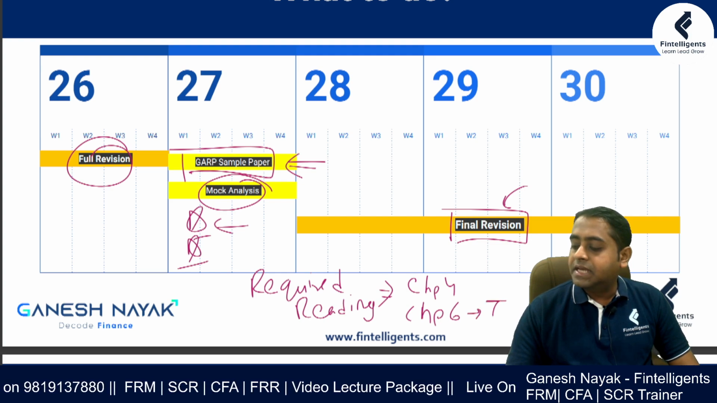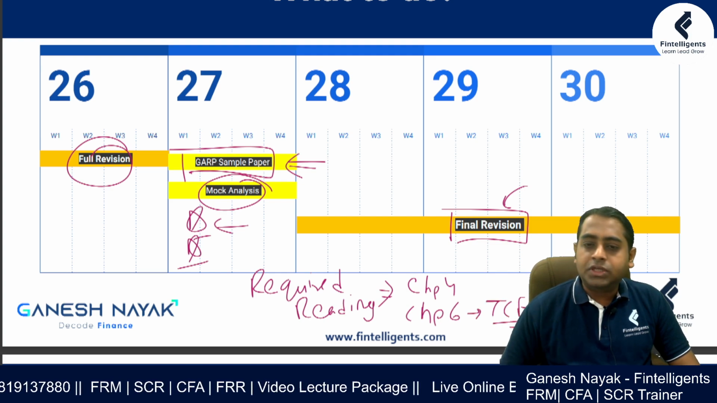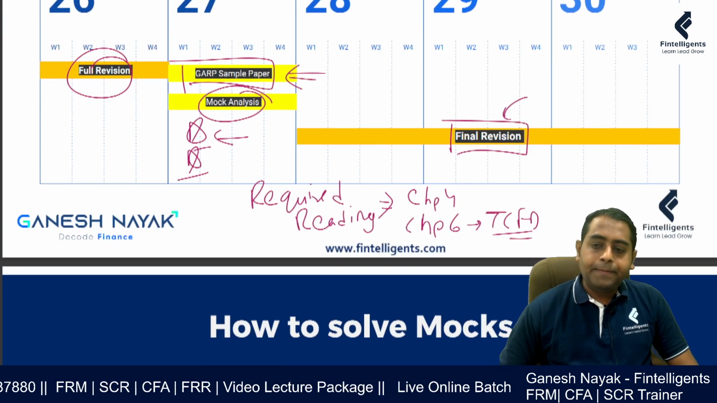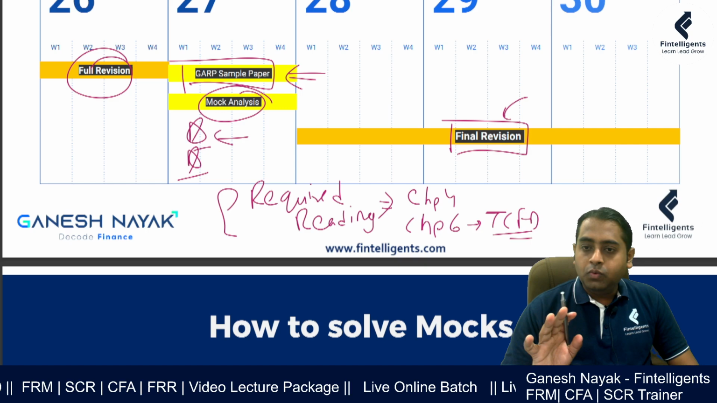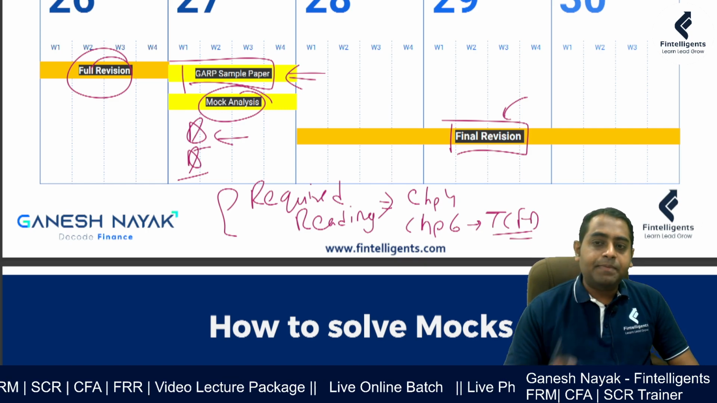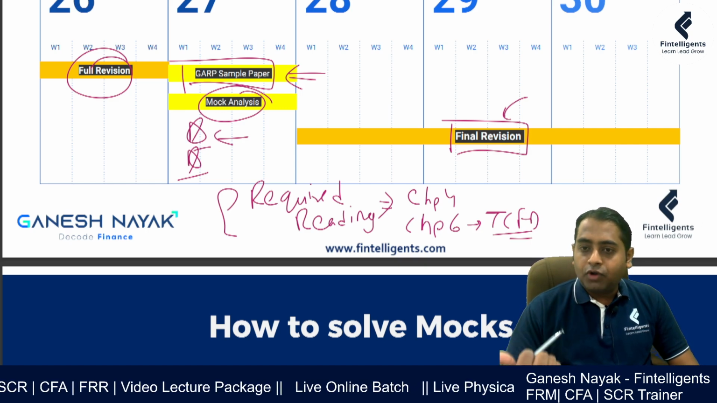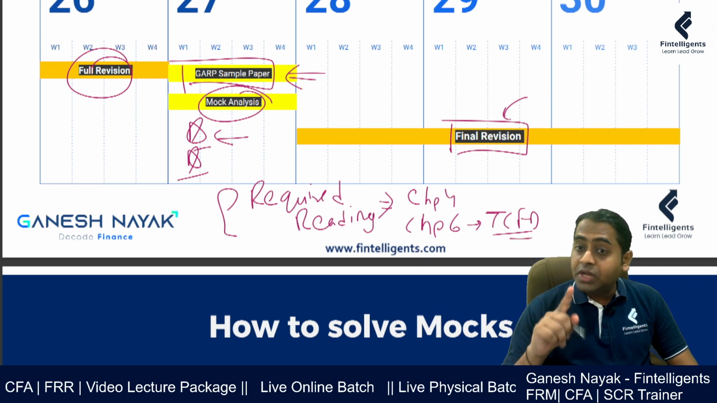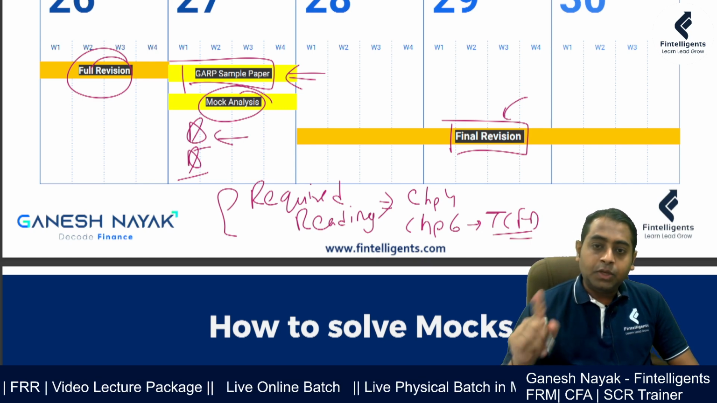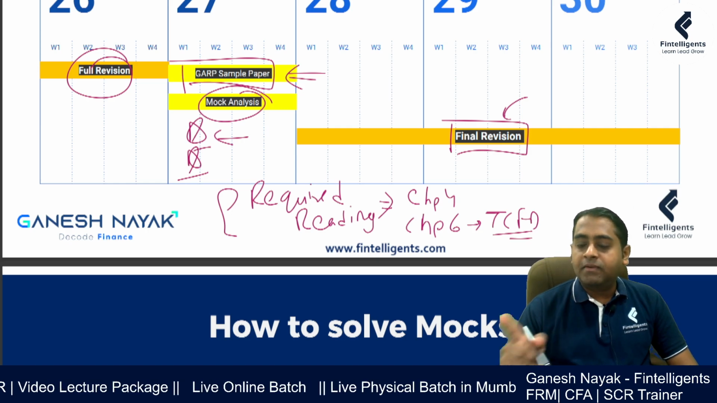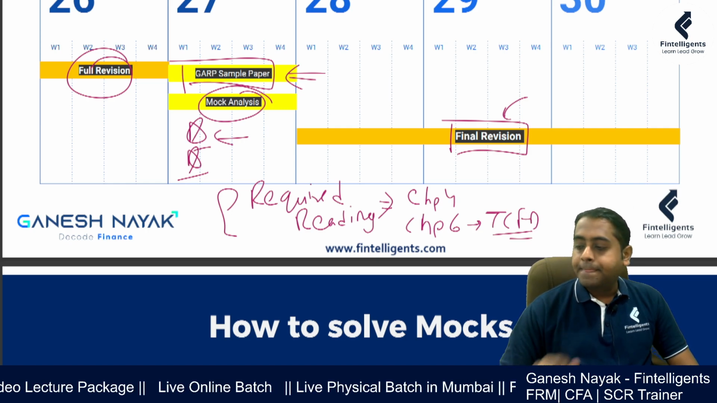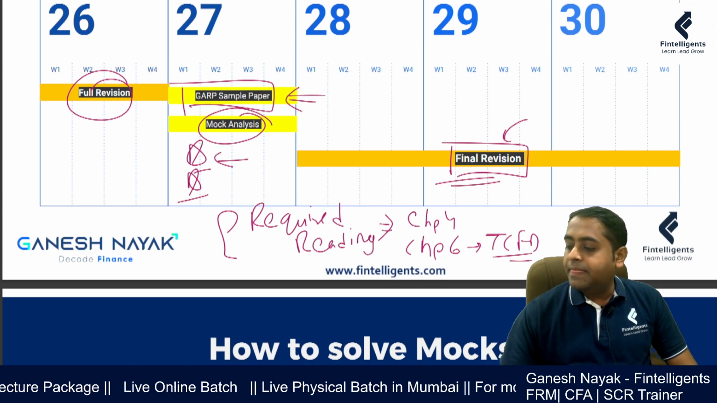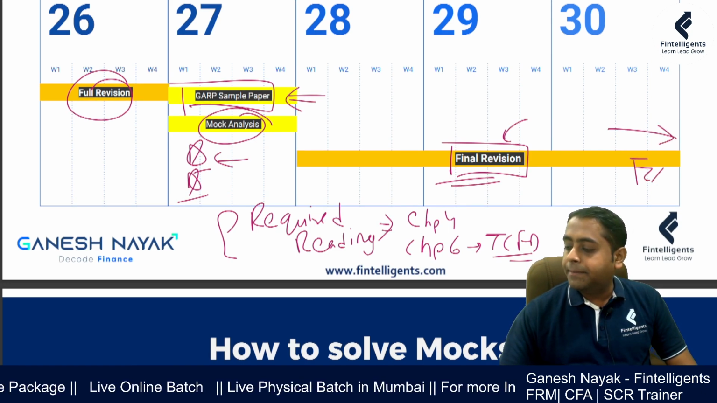Chapter number 6 is, I think, the TCFD disclosure, a formula-based part. So these two you have to do by default for your exam preparation. Students who have already joined us have got the summary PPT for each of the required readings. So focus more on chapter number 4 and chapter number 6, do your final revision, and then go for the actual exam.